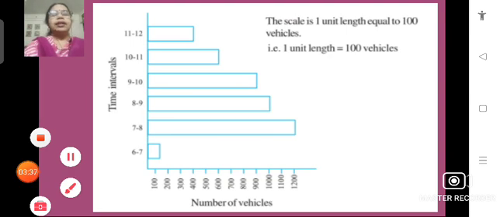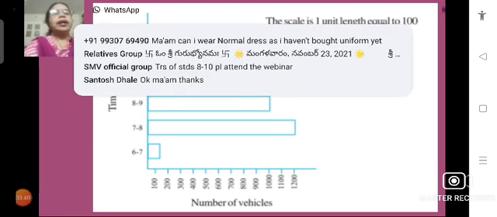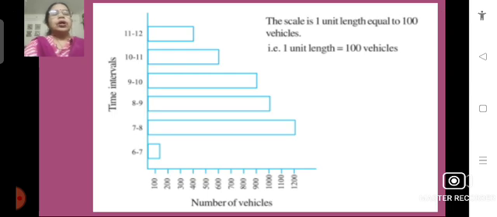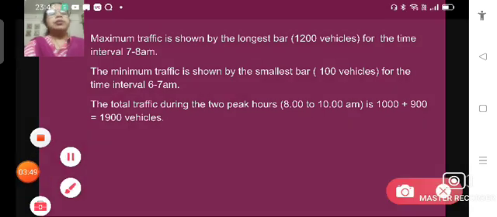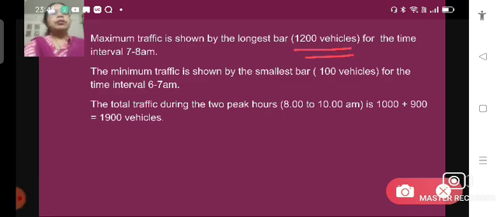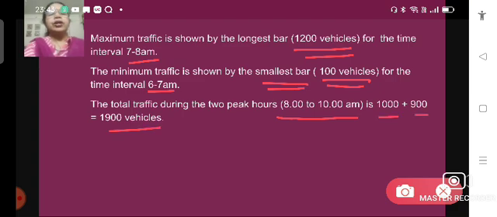The unit length here is taken as 1 unit equal to 100 vehicles. So, we can answer many questions regarding the traffic. Maximum traffic is shown by the longest bar, that means 1200 vehicles for the time interval 7 to 8 am, and the minimum traffic is shown by the smallest bar, that means 100 vehicles for the time interval 6 to 7 am. The total traffic during the two peak hours, that means 8 to 10 am, is 1000 plus 900, that is 1900 vehicles.